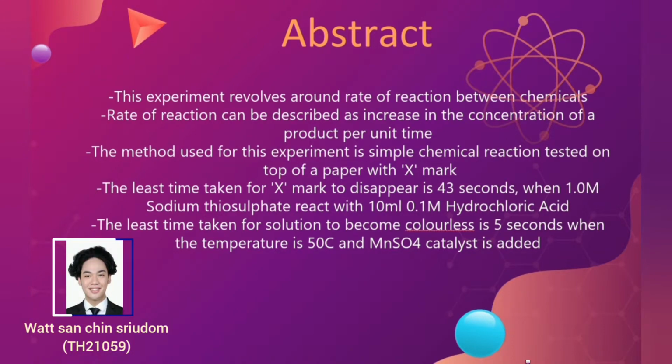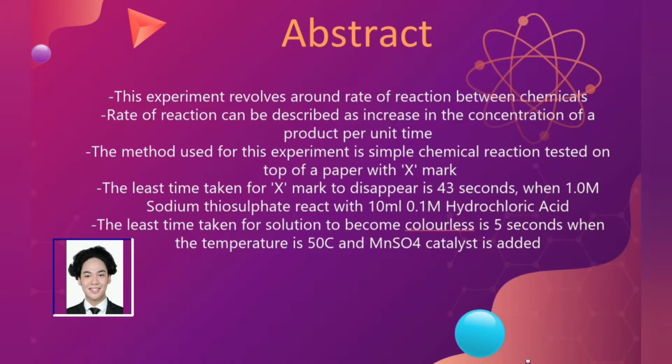This experiment revolves around the fundamental rate of reaction between chemical reactions. The rate of reaction can be described as an increase in concentration of product over time or a decrease in reactant over time. The method used for this experiment is a simple chemical reaction tested in a beaker on top of a paper marked with X.